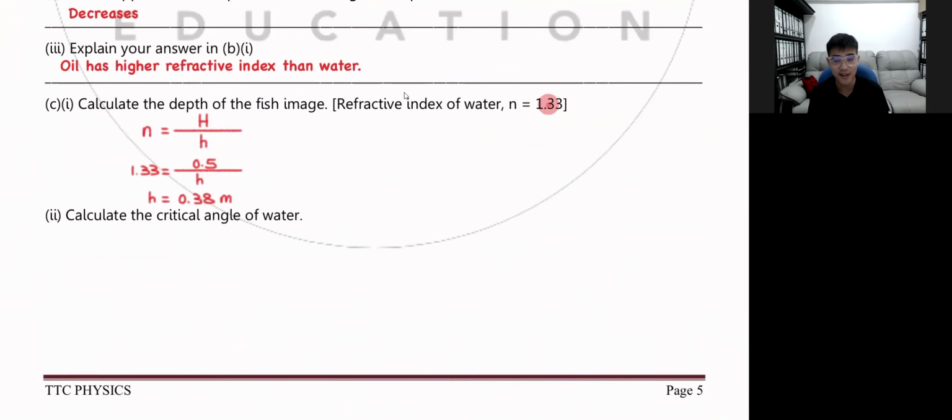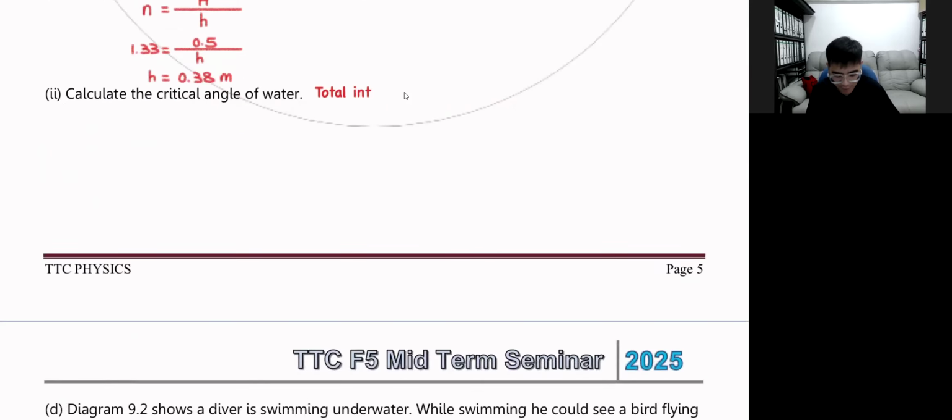Now, question C2 is actually another subtopic. After refraction, the next thing we will learn in Form 4 Chapter 6 is total internal reflection. So the critical angle is actually the angle needed in order for total internal reflection to occur.